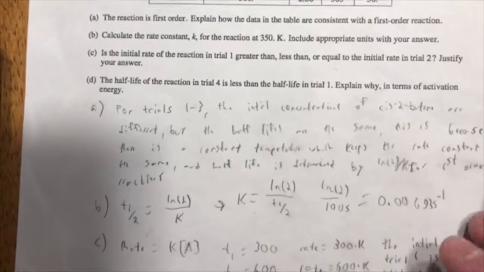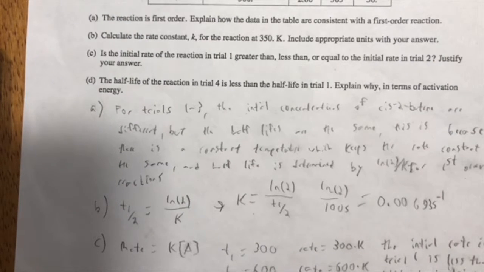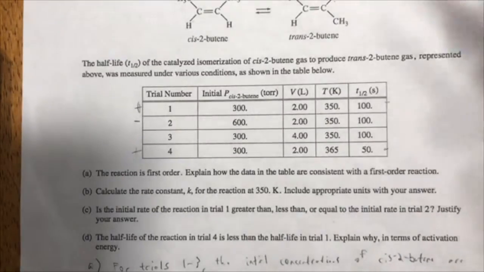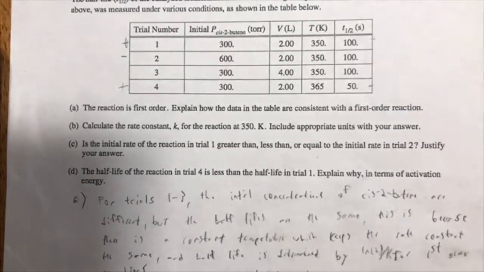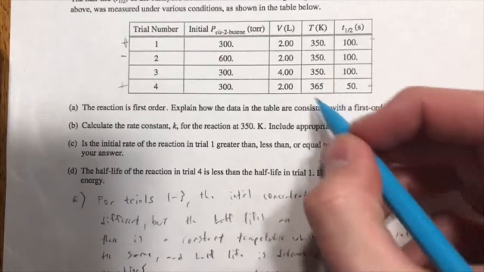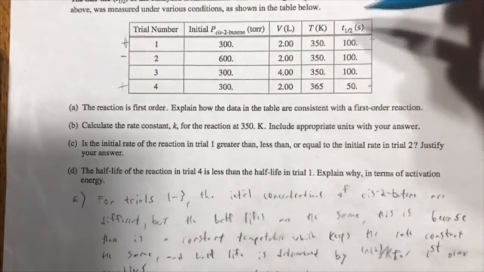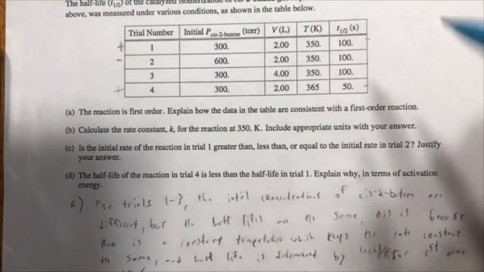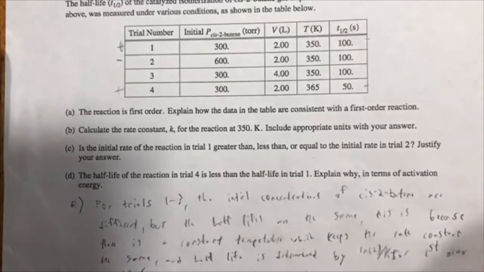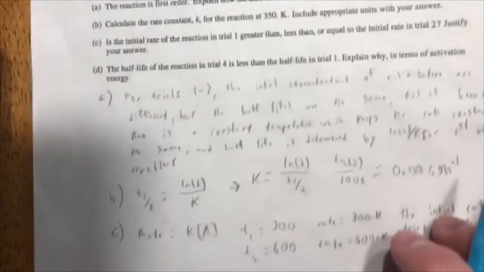And then for part D, the half-life of the reaction in trial 4 is less than the half-life in trial 1. Explain why in terms of activation energy. Well, as you can see in the table, the half-life in trial 4 is less than the half-life in trial 1, but also the temperature in trial 4 is greater than the temperature in trial 1. So what that means is the average kinetic energy of all the particles in trial 4 is going to be greater. So when they collide, they're going to have a higher amount of energy on average, so they're going to lead to more successful collisions, which allows the reaction to occur faster.